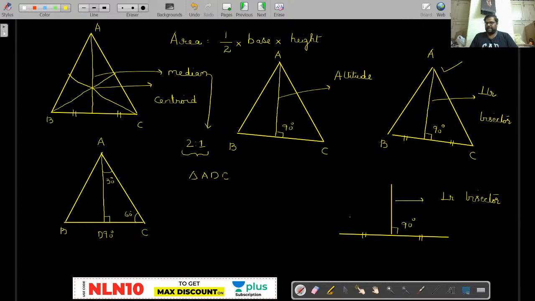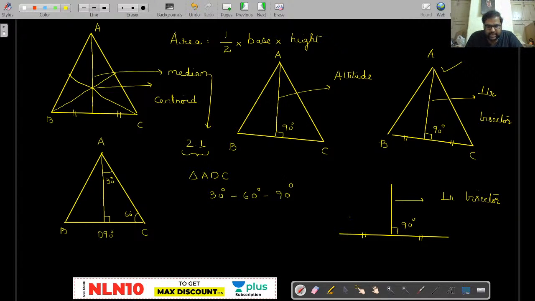Observe only triangle ADC. Now triangle ADC is in the format of 30, 60, 90 degrees. Am I right or wrong? Right. Now see here, all the triangle properties will follow sine wave functions.